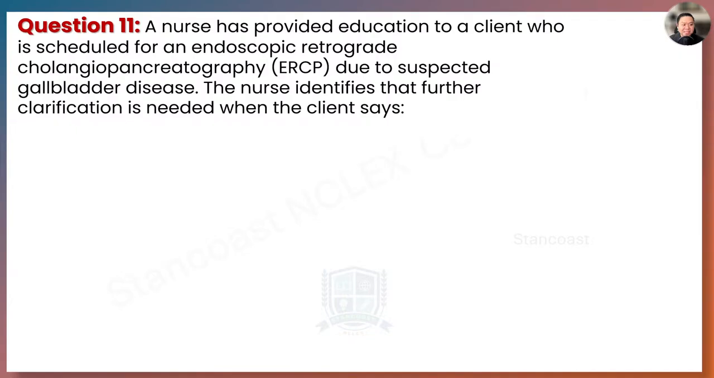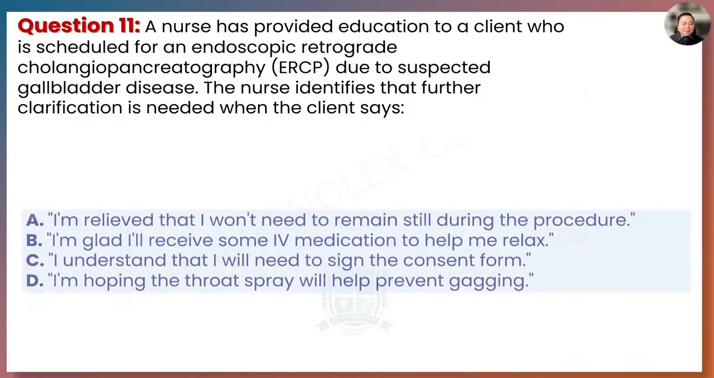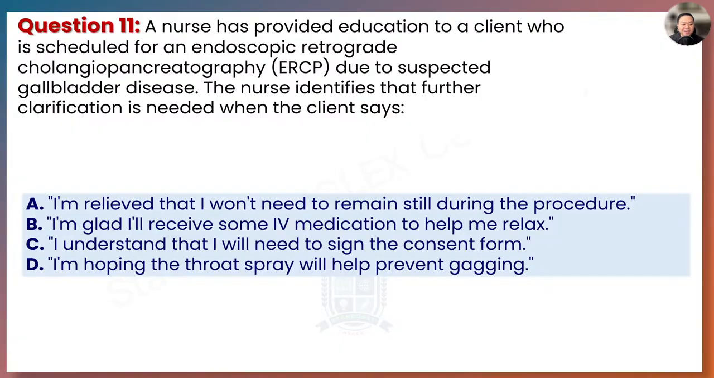11. A nurse has provided education to a client who is scheduled for an endoscopic retrograde cholangiopancreatography, ERCP, due to suspected gallbladder disease. The nurse identifies that further clarification is needed when the client says: A, I'm relieved that I won't need to remain still during the procedure. B, I'm glad I'll receive some IV medication to help me relax. C, I understand that I will need to sign the consent form. D, I'm hoping the throat spray will help prevent gagging.